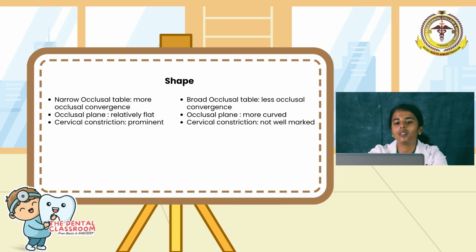And when we talk about the cervical constriction, that is usually appreciated in the primary dentition, it will be more prominent towards the cervical area of the tooth, and this cervical constriction will not be well marked or is not usually visible in the permanent dentition.